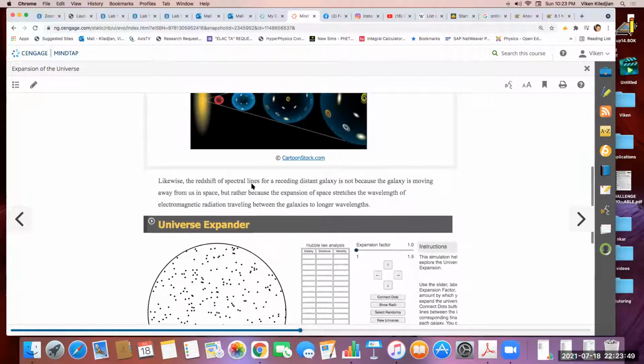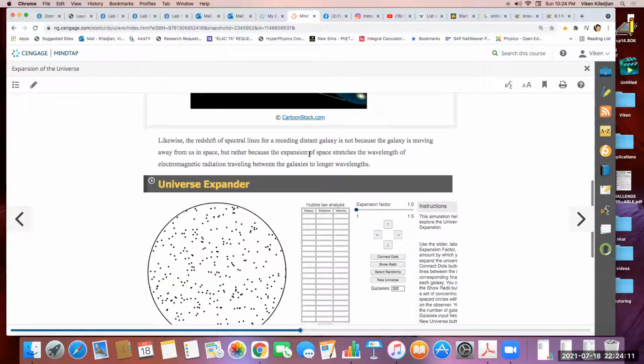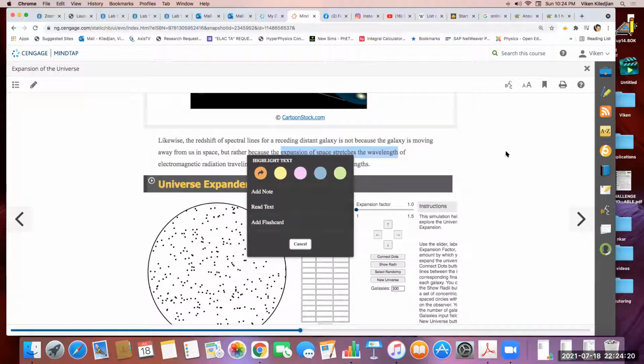Likewise, the redshift of spectral lines for a receding distant galaxy is not because the galaxy is moving away from us in space, but rather because the expansion of space stretches the wavelength of electromagnetic radiation traveling between the galaxies to longer wavelengths. I like the way they said it: the expansion of space itself is like a rubber band. It's stretching the wavelength and causing it to be redshifted. It's making the wavelength larger.